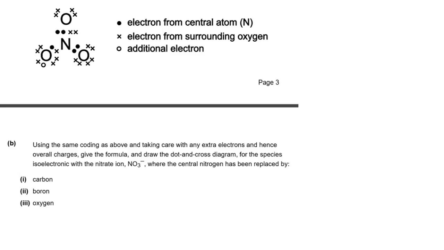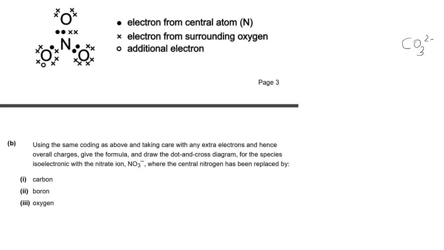About carbon in relation to nitrogen, you know that it's in the group before, so it has 1 fewer electron than nitrogen. So in order for the species with carbon as the central element to be isoelectronic with the nitrate ion, we need to have 1 additional electron. So instead of having NO3- with the 1 additional electron, we will have CO3 2-, because we now need 2 additional electrons. Moving on to boron.